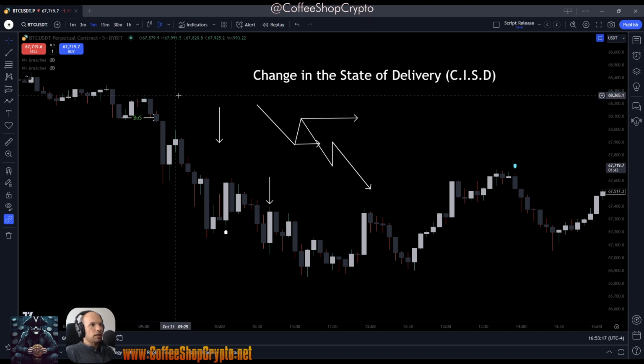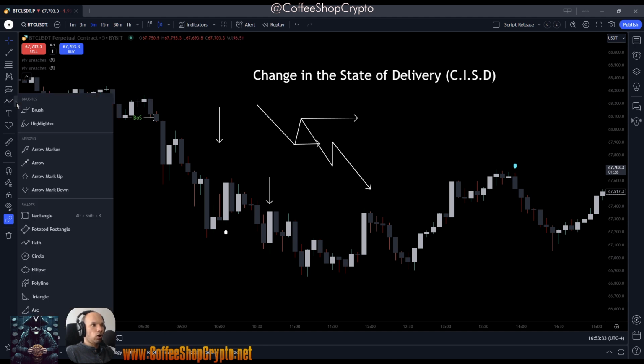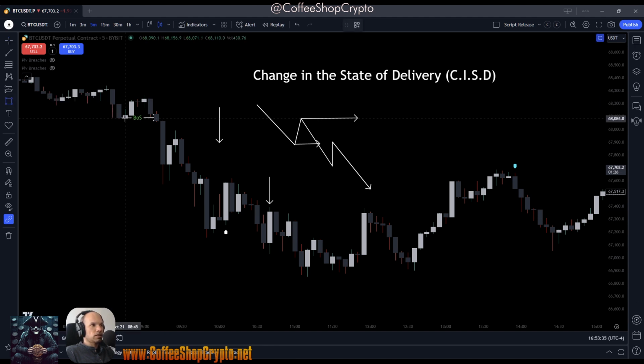Now, that means, how did you get to this point? I'm going to leave this break of structure here. How did you get to this point? You got here from the lowest opening price. That's here, the open of this candle. This is the lowest opening price in this move, okay?